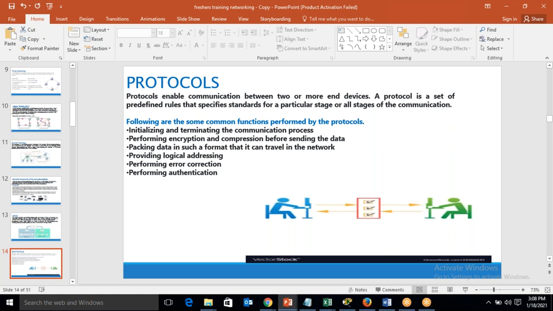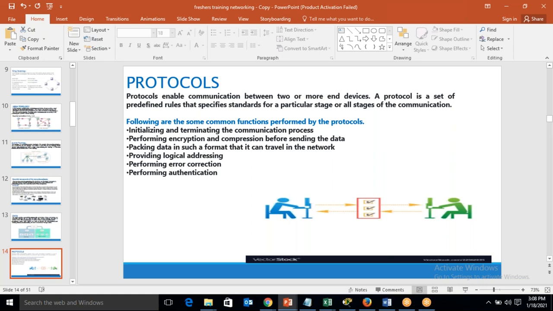Clear, Hitesh? Yes. Next, packing data in such a format that it can travel in the network. Providing logical addressing, of course, a logical address has to be provided. And performing error correction, if there are any errors in the data traversing, even that has to be corrected through the protocols. And performing authentication, of course.